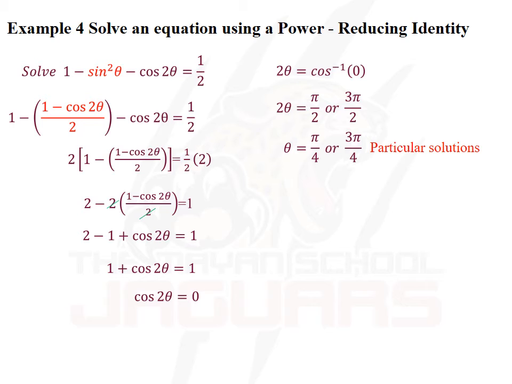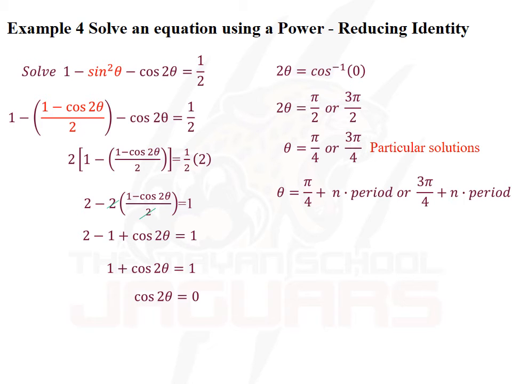So what will be the general solutions? The general solutions will be like this. What I need to do is to add to, for example, theta equals pi fourths, a multiple of the period of this function, cosine of 2 theta. To find the period of cosine, remember the formula is 2 pi over b, and the value of b in here is 2. So 2 pi divided by 2 will give us pi.